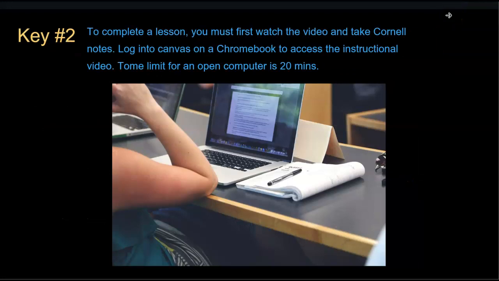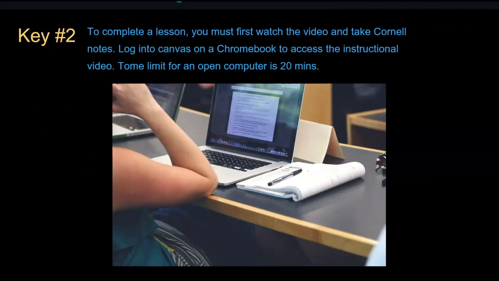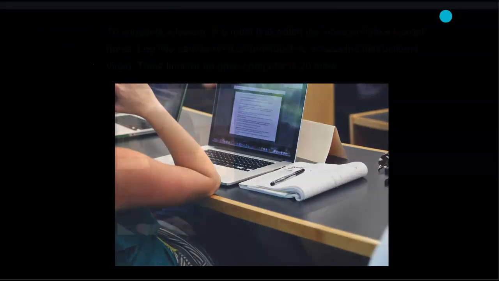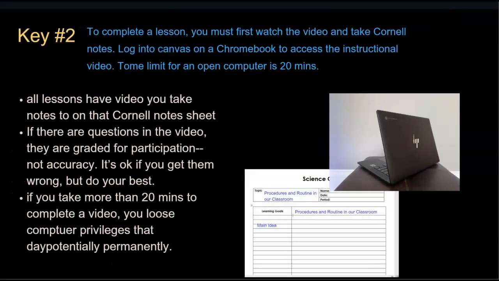All right, key number 2. To complete the lesson, you must first watch the video and take Cornell Notes. Log into your Canvas and Chromebook and access the instructional video. Remember, the time limit is only 20 minutes. All lessons have a video, and you take notes using the Cornell Notes sheet. If there are questions in the video, they are graded for participation and not accuracy. It's okay if you get them wrong, but at least do your best.